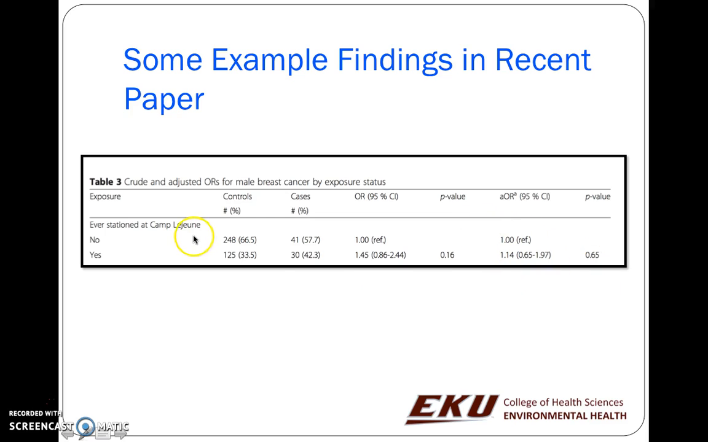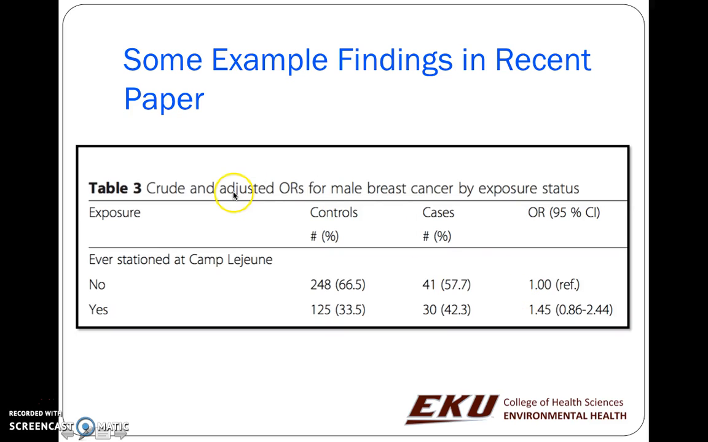So in many of these papers, including this one, we'll get crude and adjusted odds ratios for the disease of interest as it relates to the exposure status or the exposure concentration. So there's a lot of other odds ratios in this paper related to vinyl chloride exposure, trichloroethylene exposure, different doses people may have been exposed to, and so forth. But this is a general layout that you'll see for a lot of epidemiological study papers. We're going to look a little closer.